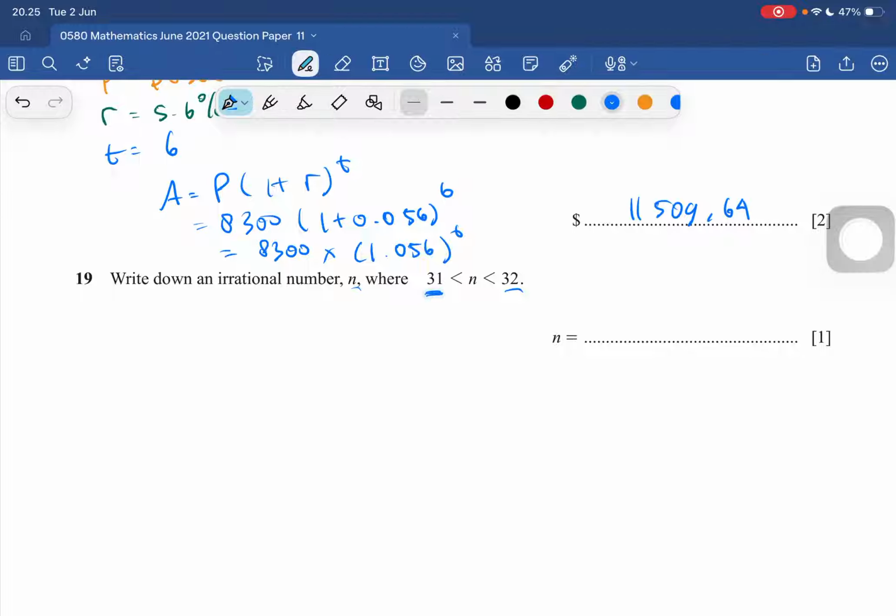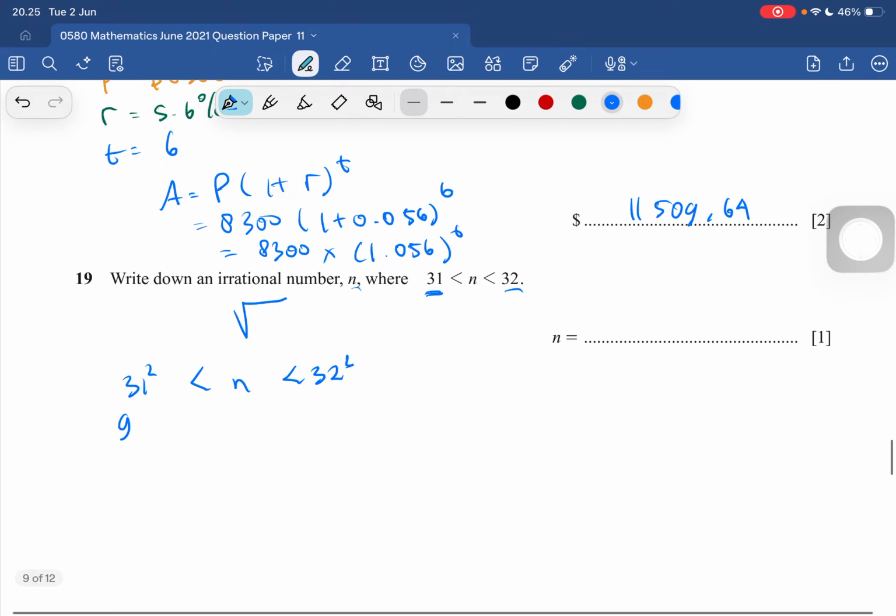Okay, write down an irrational number that is bigger than the square root of 31 but less than the square root of 32. The easiest way to find an irrational number is with the square root. So first let us find 31 squared. So 31, we multiply it again by 31, so here we got 961. So here is the square root of 961.